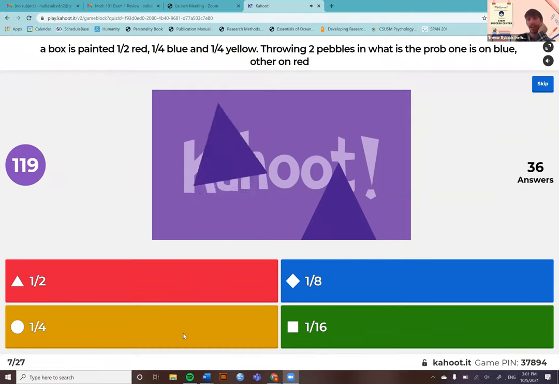Do you like watching the triangles dance? I didn't even notice that until right now.